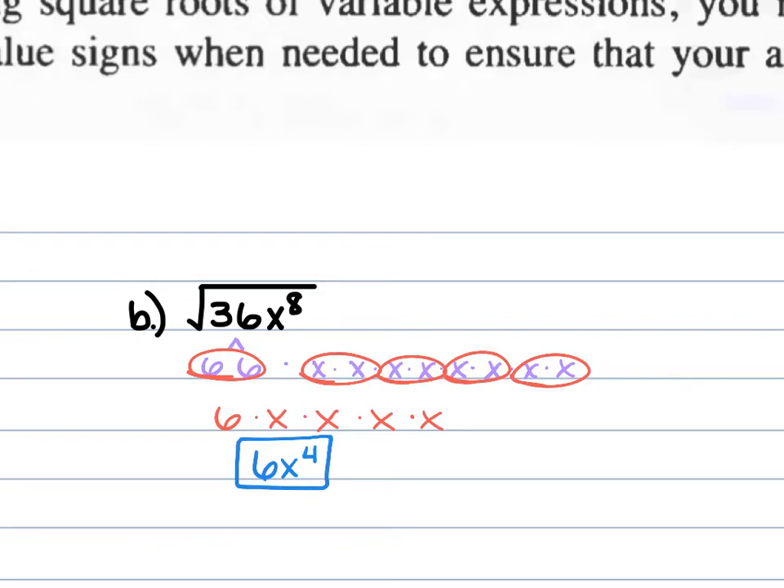And then again, we could have taken that x to the 8th power. Our index is an invisible 2, so we divide the 8 by 2. We get 4, so that's x to the 4th power as well.